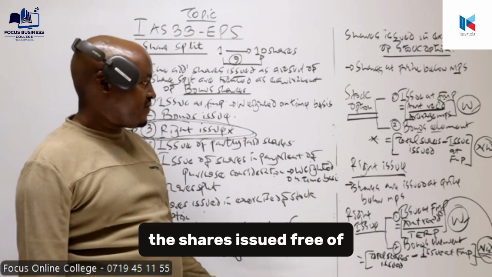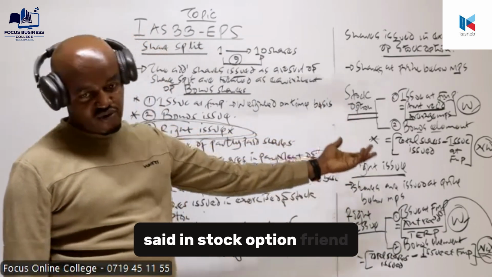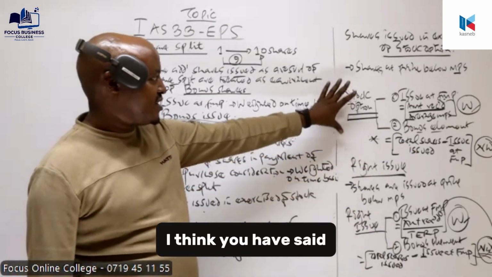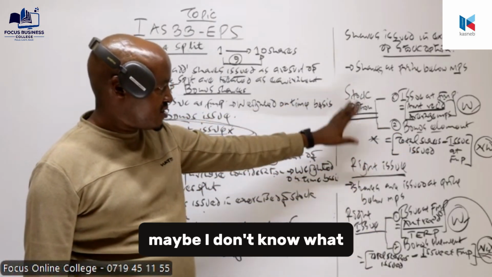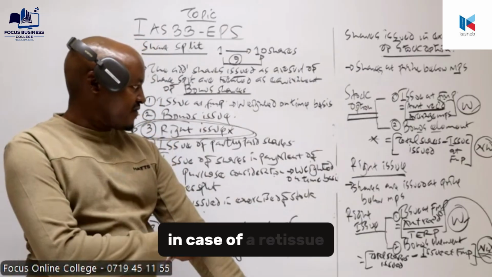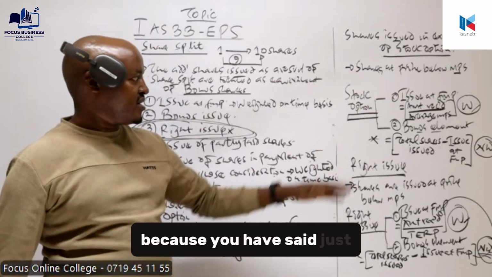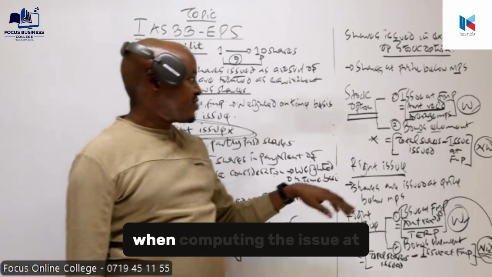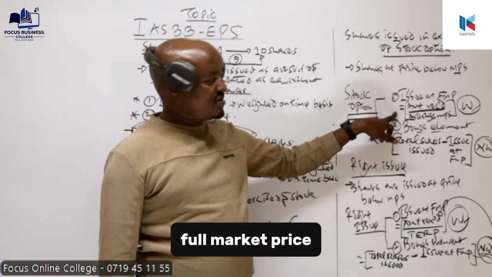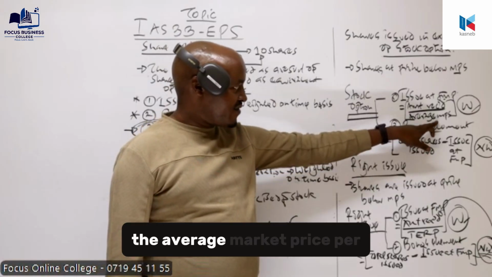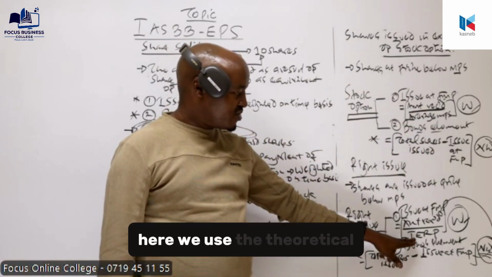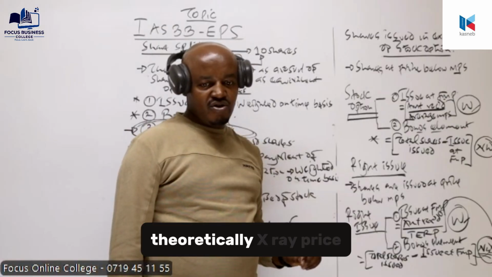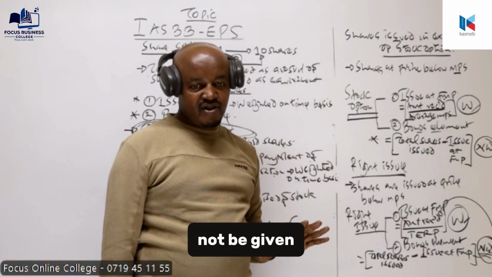The shares issued free of charge are just like what you have said in stock option. Fred, I think you have said there is not much difference. Maybe I don't know what is not clear here in case of a right issue, because you have said it is just the same as the stock option. The only difference is when computing the issue at full market price. Here you use the average market price per share; there we use the theoretical ex-right price. That price will not be given. You have to compute it.